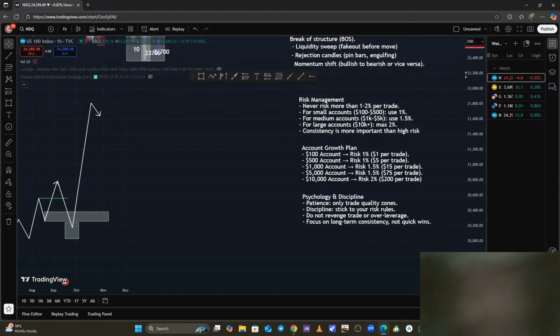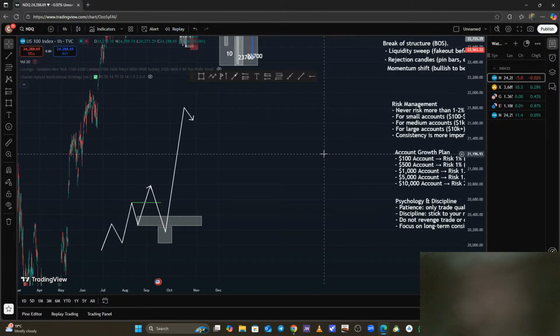And do not revenge trade or over-leverage. For example, over-leverage basically is what people call full margin.